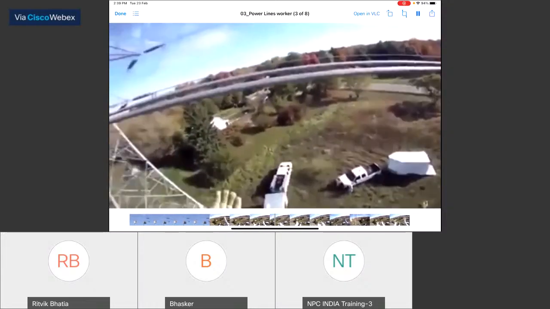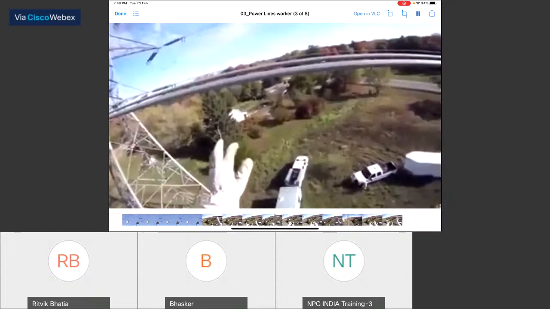This is simply a demonstration of electricity.